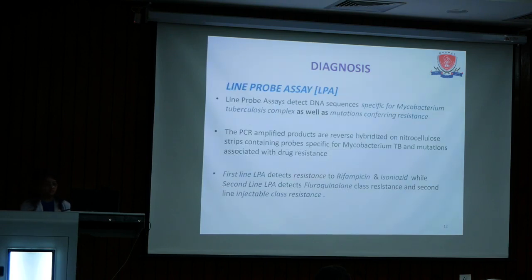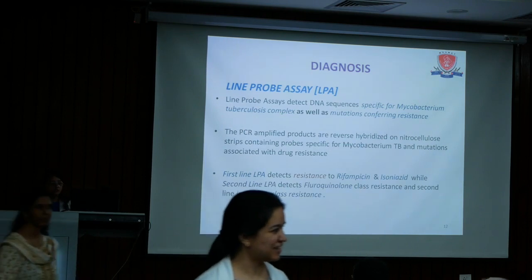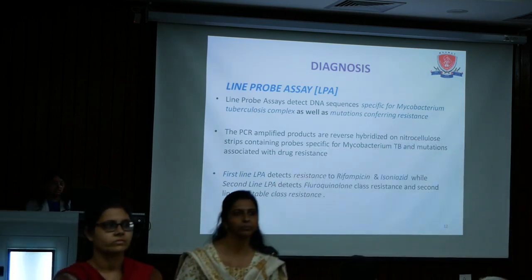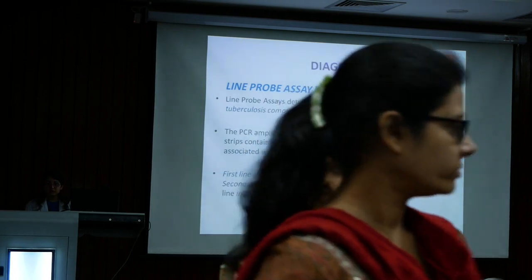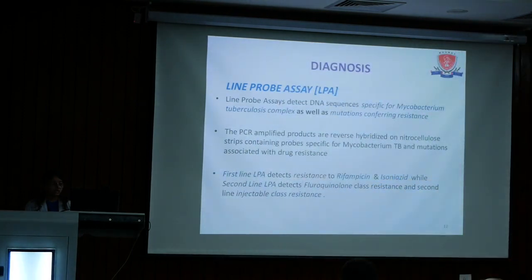Diagnosis by line probe assay. Line probe assays detect the DNA sequences that are specific for Mycobacterium tuberculosis complex as well as the mutations conferring the resistance. The PCR amplified products are reverse hybridized on nitrocellulose strips containing the probes that are specific for Mycobacterium tuberculosis and the mutations that are associated with the drug resistance. The first line probe assay detects the resistance to rifampicin and isoniazid, while the second line LPA detects fluoroquinolone class resistance and second line injectable class resistance.